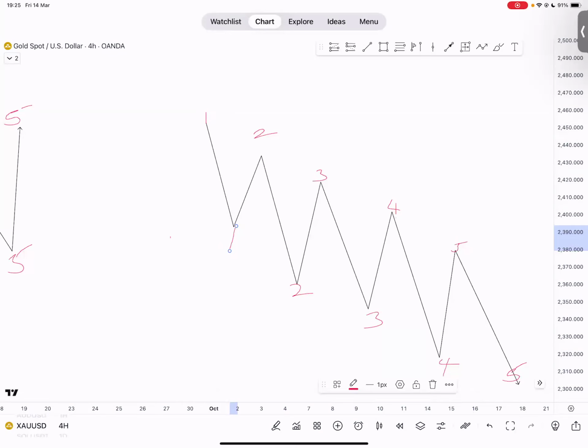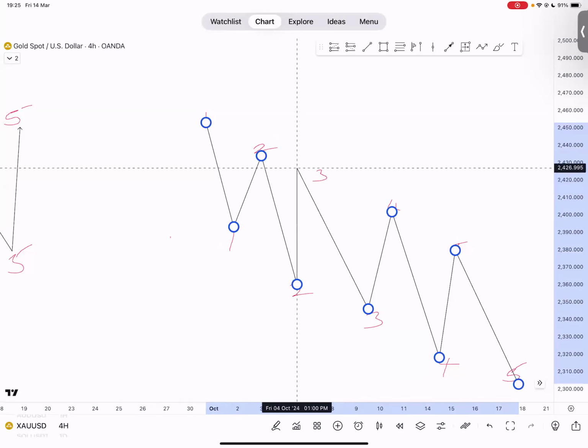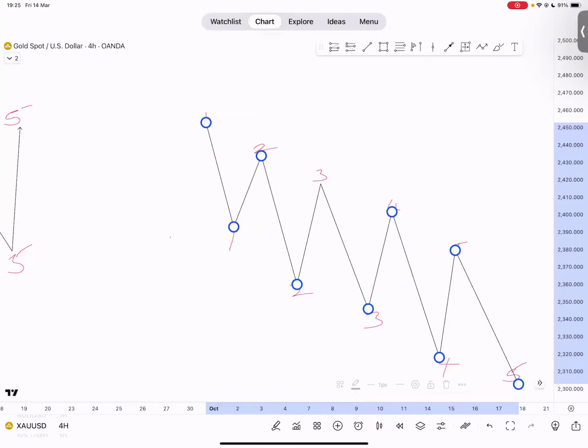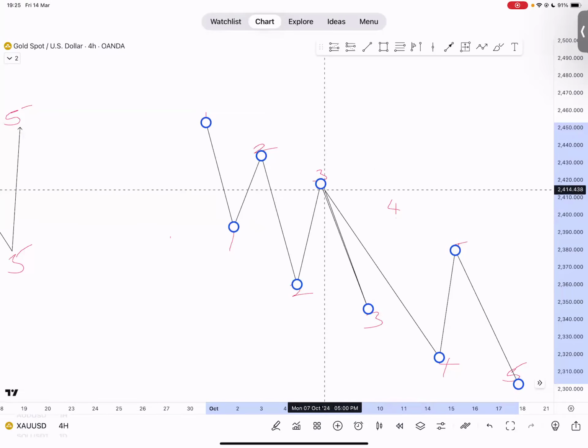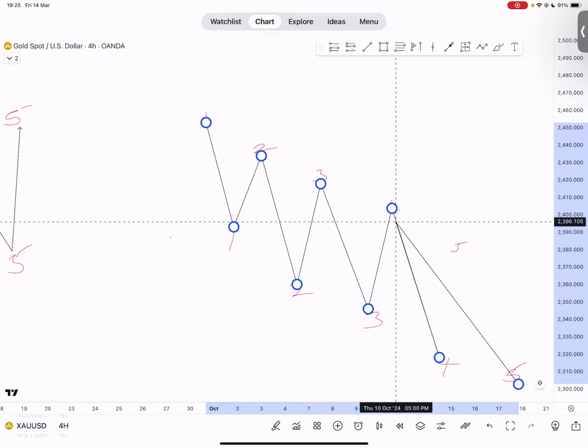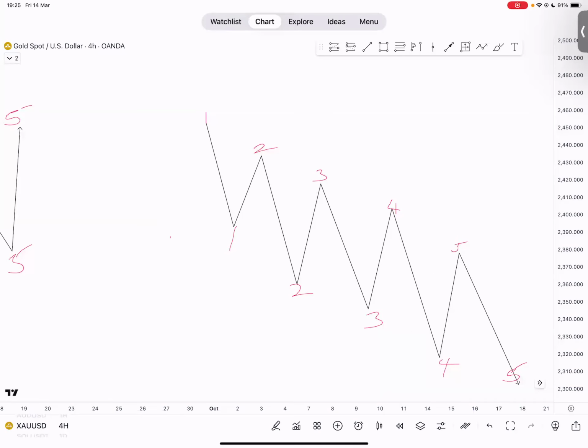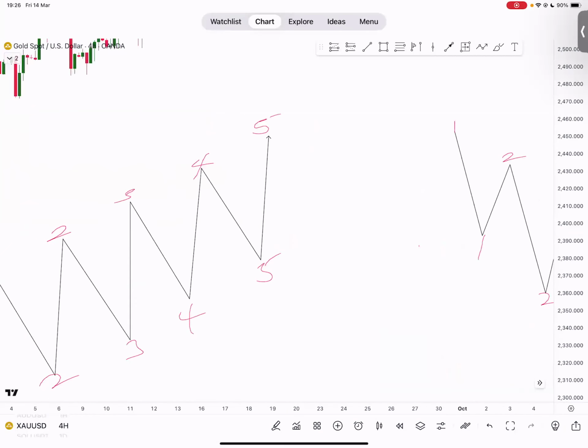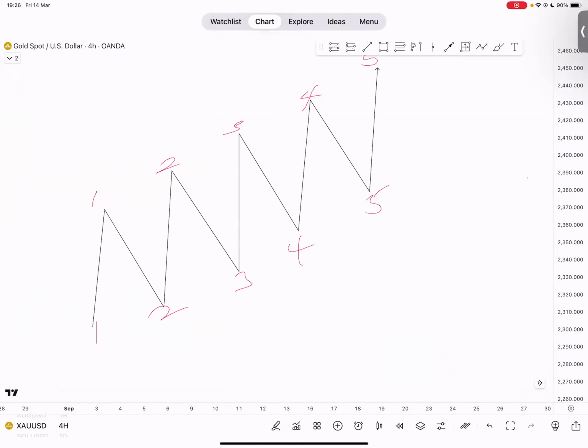Why are the highs protected? Because high 3 can never go above high 2. It must not go above 2. 4 must not go above 3. 5 must not go above 4. So for price to continue in a downtrend, it has to keep creating protected highs and targeted lows. For price to continue in an uptrend, it has to keep creating targeted highs and protected lows, right?